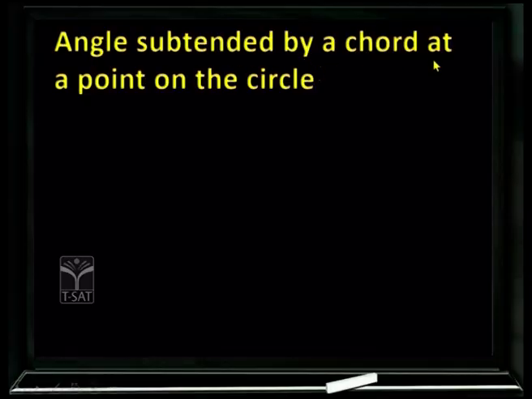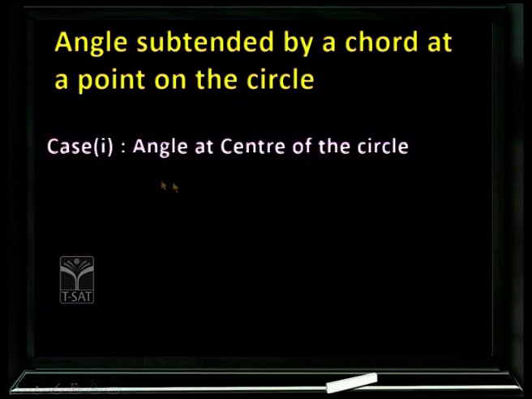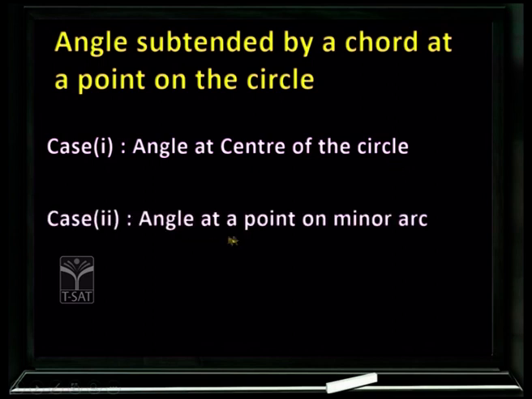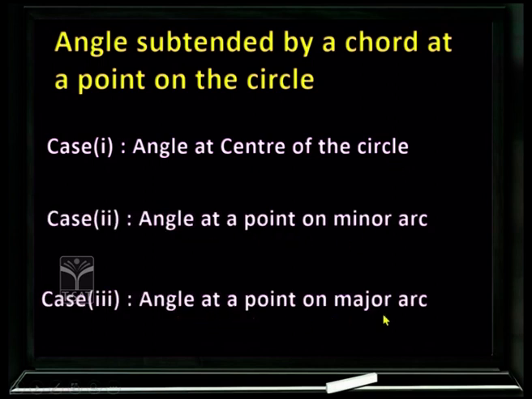Now, let us see the angle subtended by a chord at a point on the circle. In this case, we have three cases. The first one is the angle at the center of the circle, the second one is the angle at a point on the minor arc, and the third one is the angle at a point on the major arc.